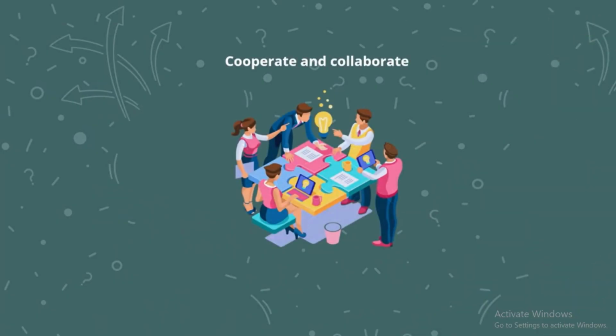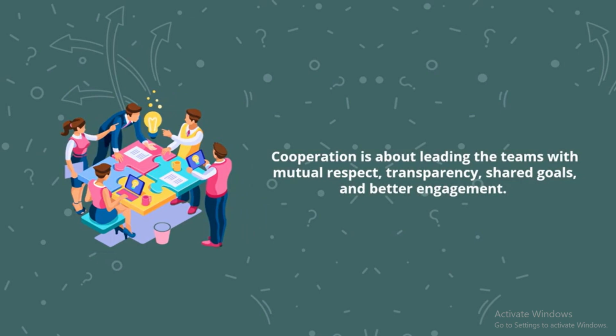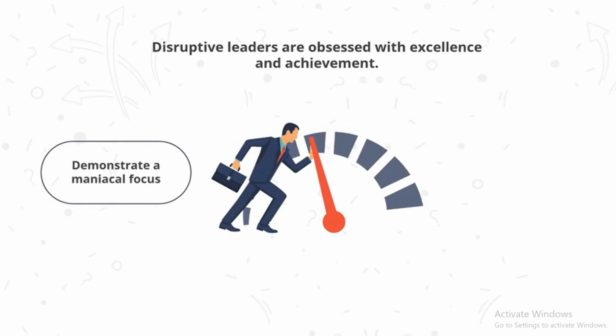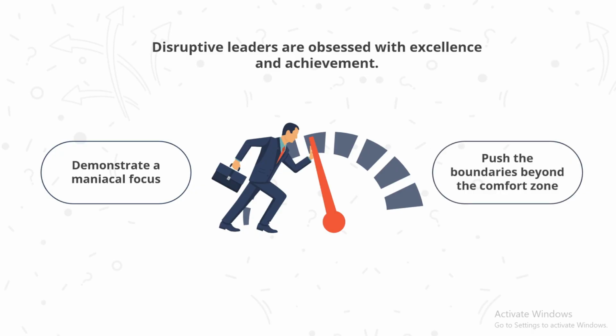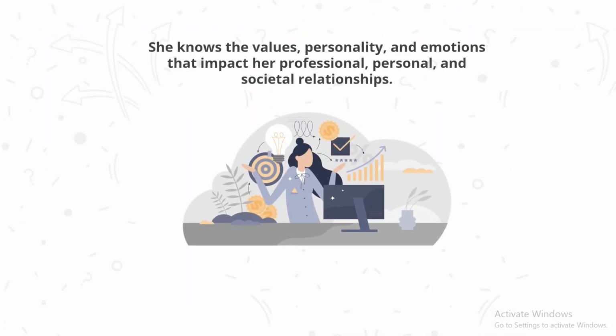Disruptive leaders can cooperate and collaborate at the same time. Cooperation is about leading the teams with mutual respect, transparency, shared goals, and better engagement. Anna knows that disruptive leaders are obsessed with excellence and achievement. She wants to demonstrate a maniacal focus and push the boundaries of the envelope beyond the comfort zone to fulfill a purpose. She is self-aware and knows the values, personality, and emotions that impact her professional, personal, and societal relationships.